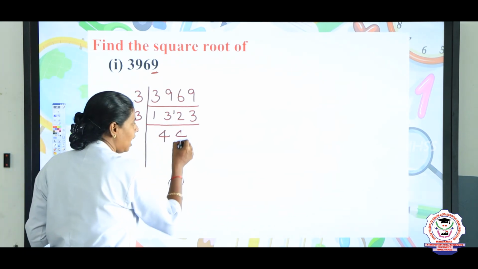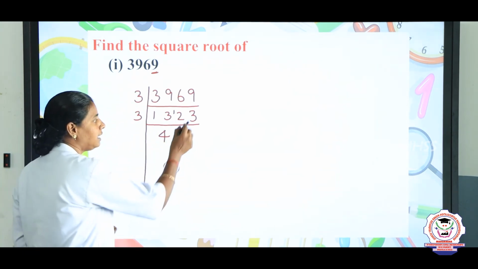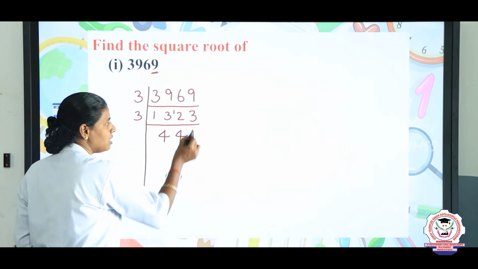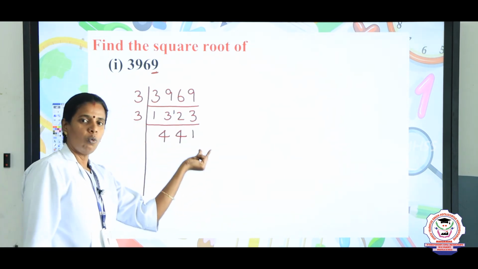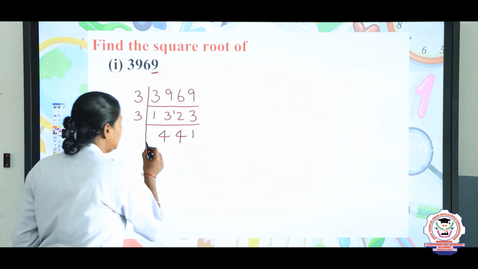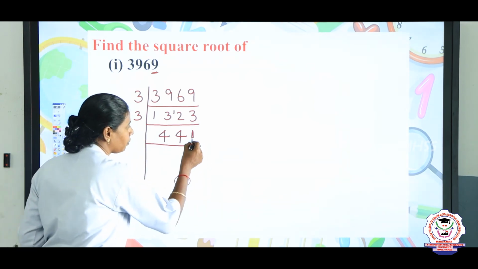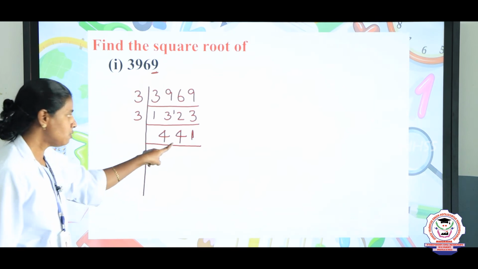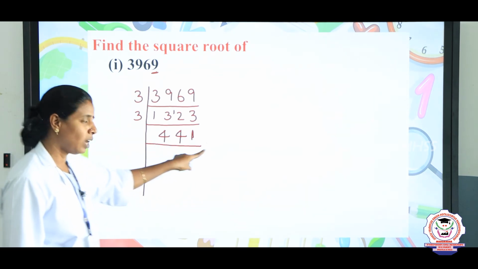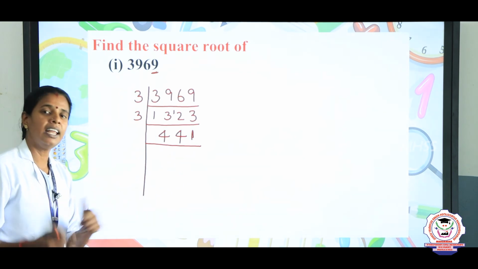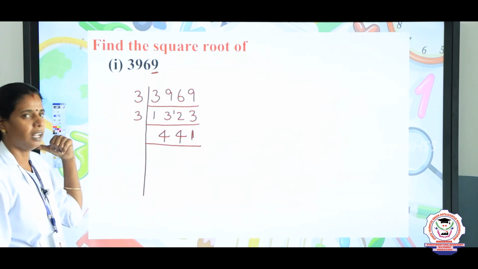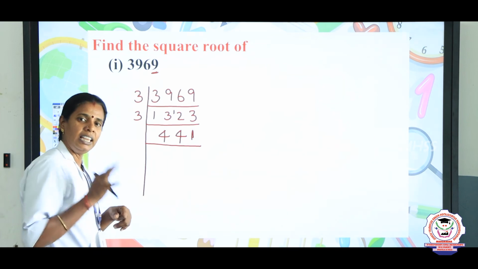3 4s are 12, and 3 1s are 3. Is it clear? Now 441. Is it divisible by 3 or not? Yes, 4 plus 4 is 8, 8 plus 1 is 9. If the sum of the digits is divisible by 3, then the whole number is also divisible. So 9 is divisible by 3.